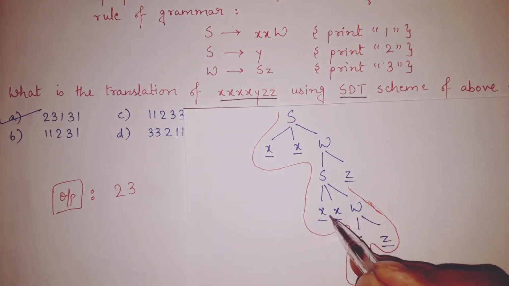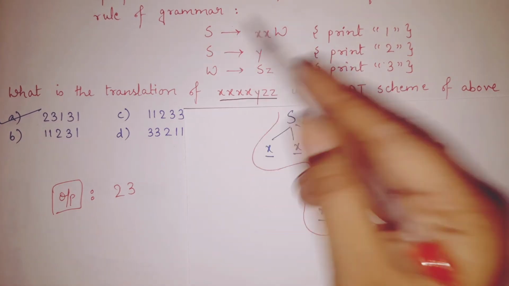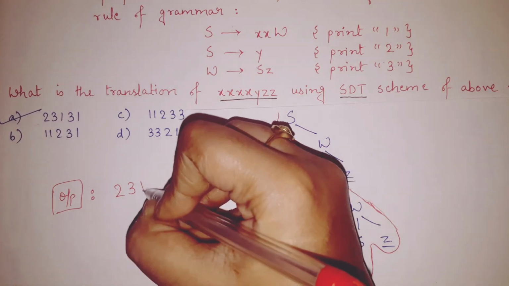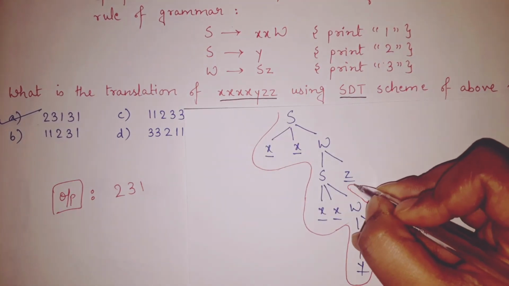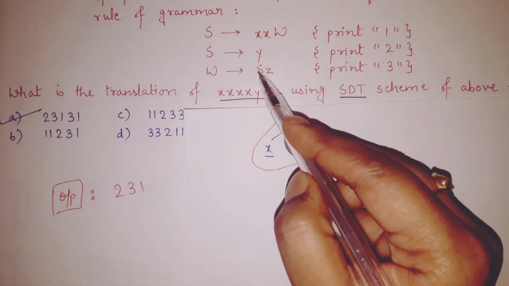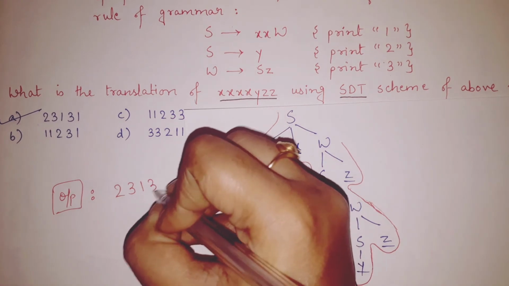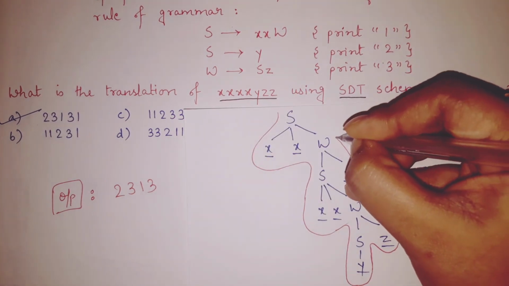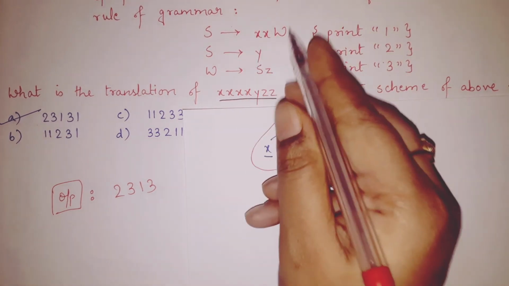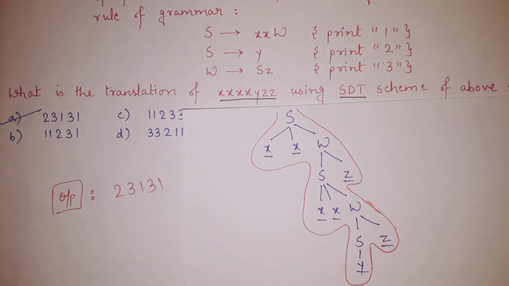Now again here I'm getting XXW to S. This is again a reduction move, right to left, print 1. I'm printing 1. Now going here, I'm getting SZ to W. SZ to W is a reduction move, right to left, print 3. We will print 3 here. Now at the end here, I'm getting XXW to S. It is again a reduction move, print 1. I am printing 1. And now I have reached the root of the tree.